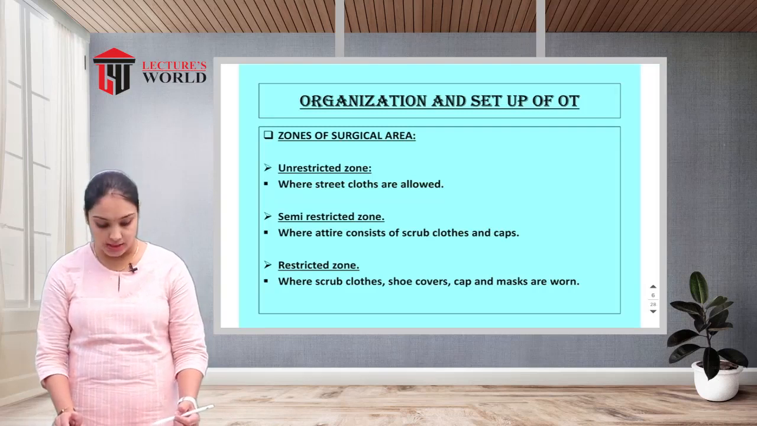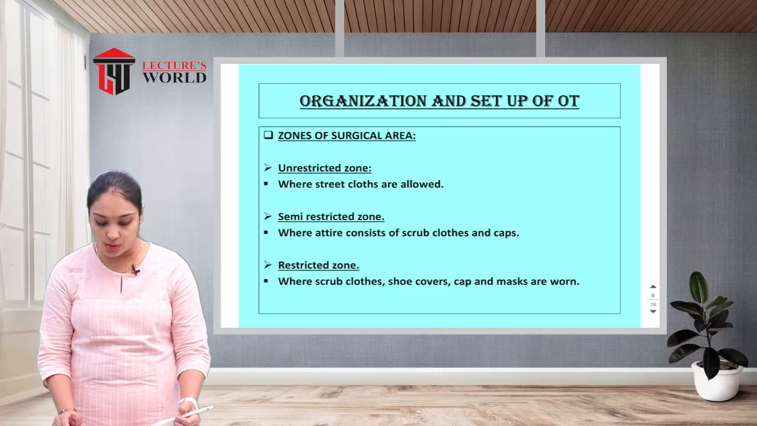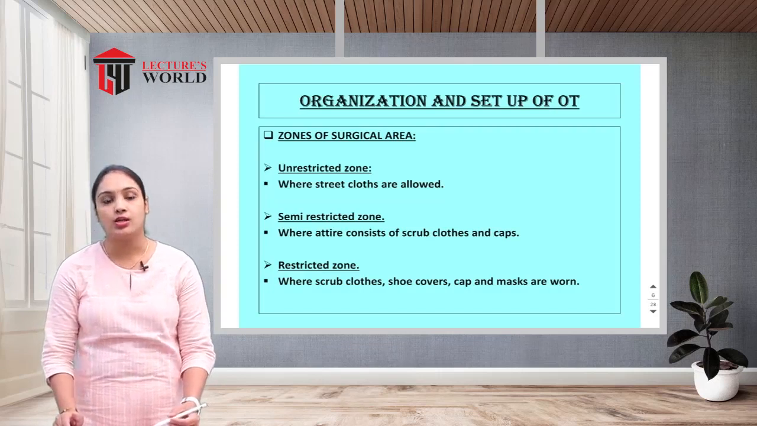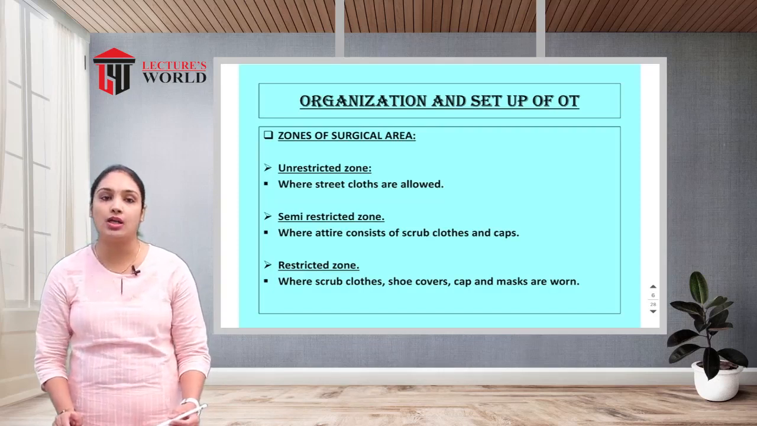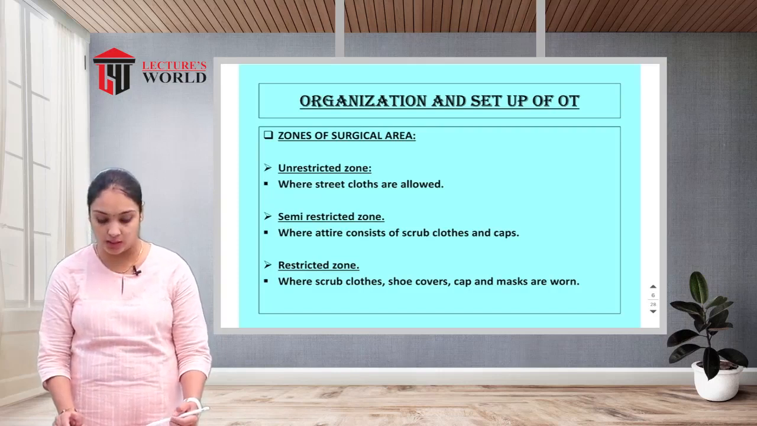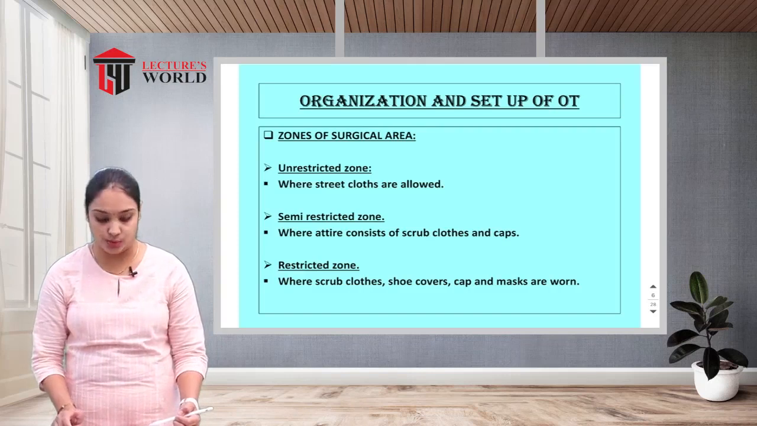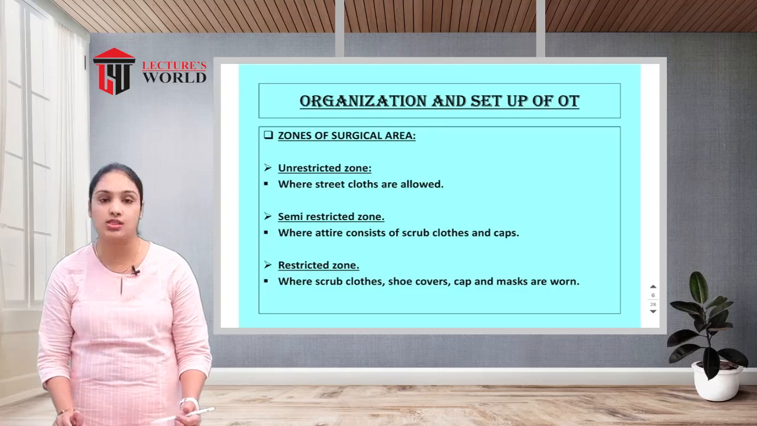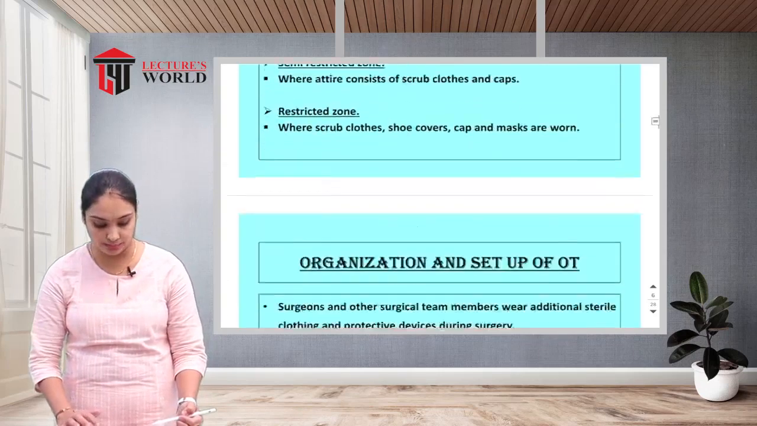And third is the restricted zone, where scrub clothes, shoe covers, cap and mask should be worn. It is a totally sterile area. Compulsorily all the healthcare personnel have to wear the cap, mask, gown, gloves and all these things. Then they can enter the restricted zone. Clear? So this is about the three zones of the operation theatre: unrestricted, semi-restricted and restricted.